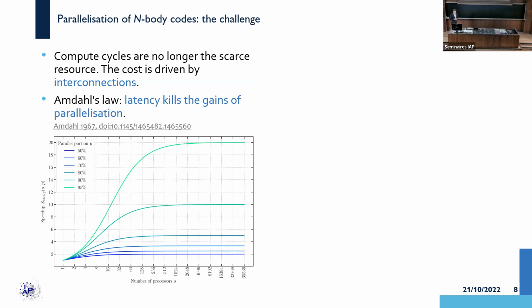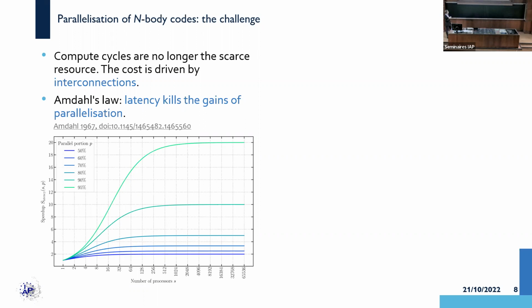Well, then again, a challenge for parallelization of n-body codes in particular, if I look only here at the gravity problem, is that compute cycles are no longer the scarce resource. That means that the cost is now driven by interconnections. And now we have Amdahl's law, which states that essentially the latency in these interconnections, the latency in communication between cores, is going to kill the gains of parallelization.